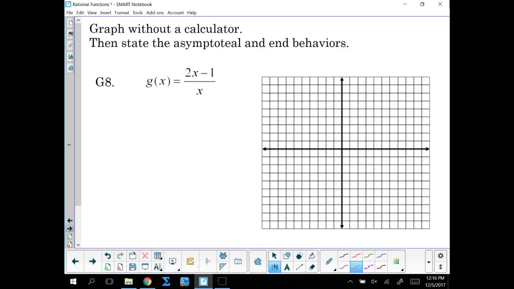Graph me g of x. First, what is the domain, Nick? Let him finish. Done? Okay, help him out. X can't equal 0. You said it before. You can't divide by 0, Nick. So x can't be 0. Okay? What's my vertical asymptote then? X equals 0.